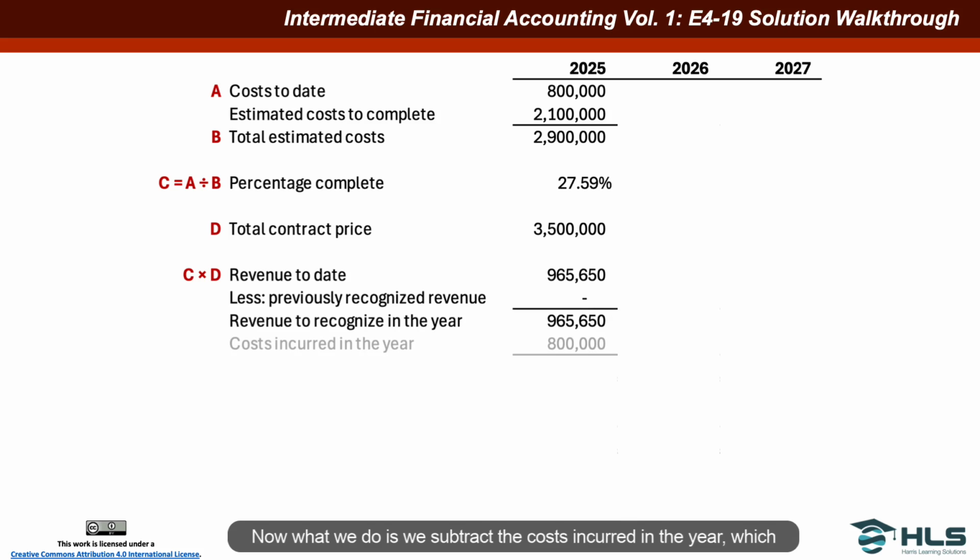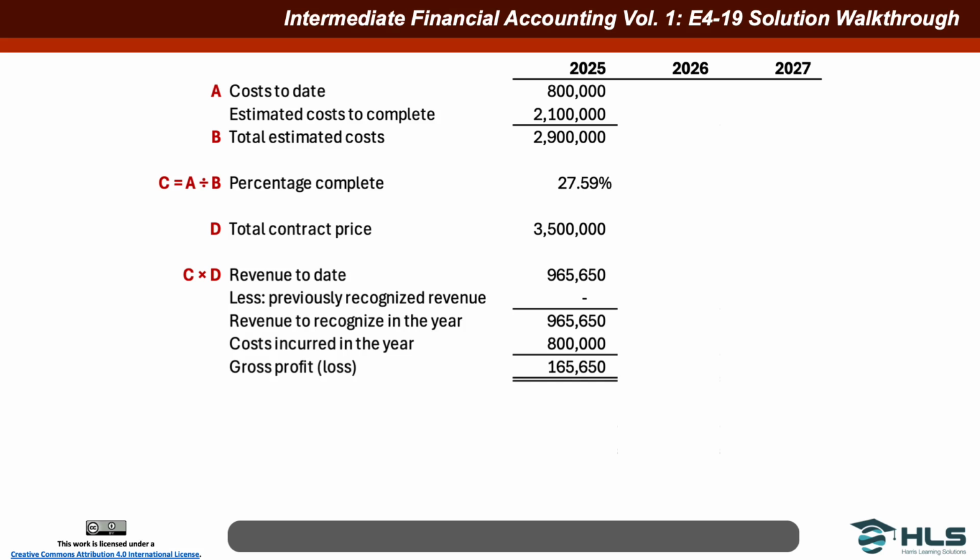Now what we do is we subtract the costs incurred in the year, which are $800,000, and that gives us a gross profit of $165,650 in the year. Now let's work on 2026. We start with the cost to date, this time $2.4 million.